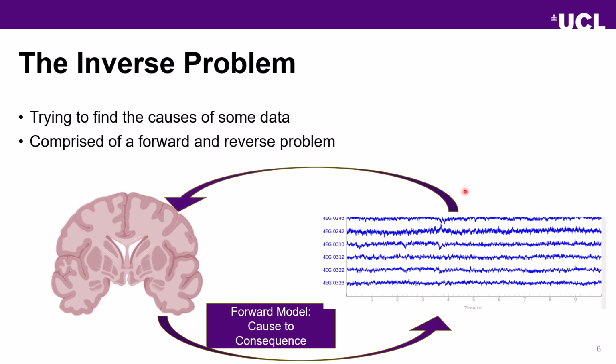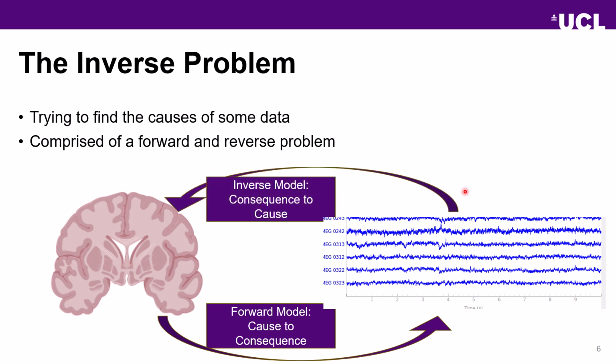But the more difficult and possibly more interesting question is, what is the inverse model? So the cause is often unknown, so we only have the consequence really and some idea of what the cause is. So the inverse model is going from consequence to cause. We have this data and we want to use it to figure out what is going on in the brain and what is driving this data.